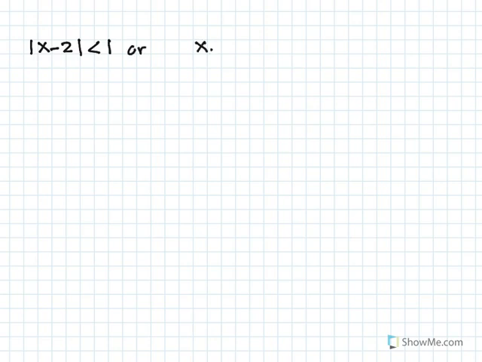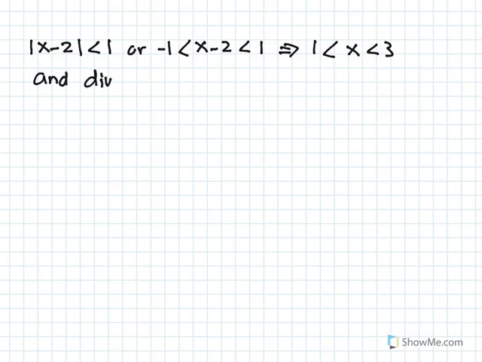Or x minus 2 is less than 1 and larger than negative 1. Solving for x, we get x less than 3 and larger than 1. And the series diverges if the absolute value of x minus 2 is larger than 1.